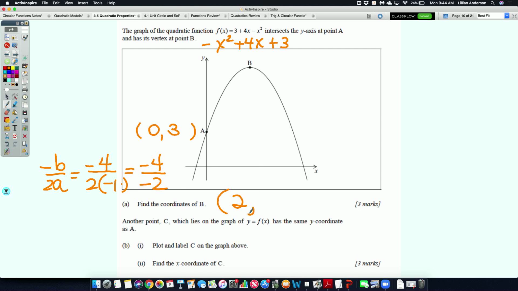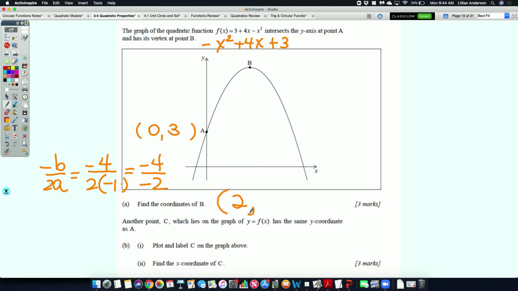And also, when you look at this graph, your x coordinate should be positive because it's on the right side of the y-axis. Okay? So that's another thing. Like, let's say if you did plug in negative 2 for your x value, it wouldn't have made sense to the graph. Okay? How do I find the y coordinate?